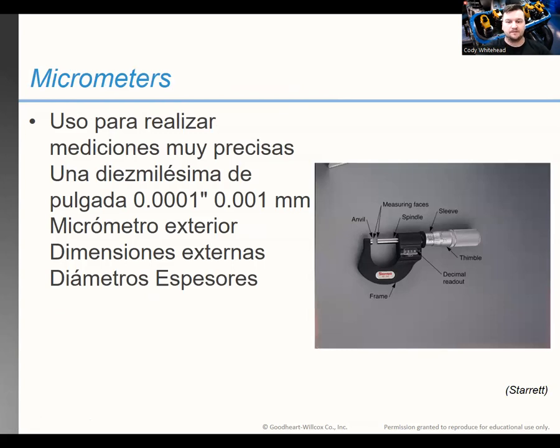Right, micrometers. These are used to make very accurate measurements. They're down to 1/10,000th of an inch, so 0.0001 inch. In metric, the metric ones will go down to 0.001 millimeter. Outside micrometers are for external dimensions, diameters, and thicknesses. This is a picture of an external or outside micrometer to the right there, and there's one on the screen.